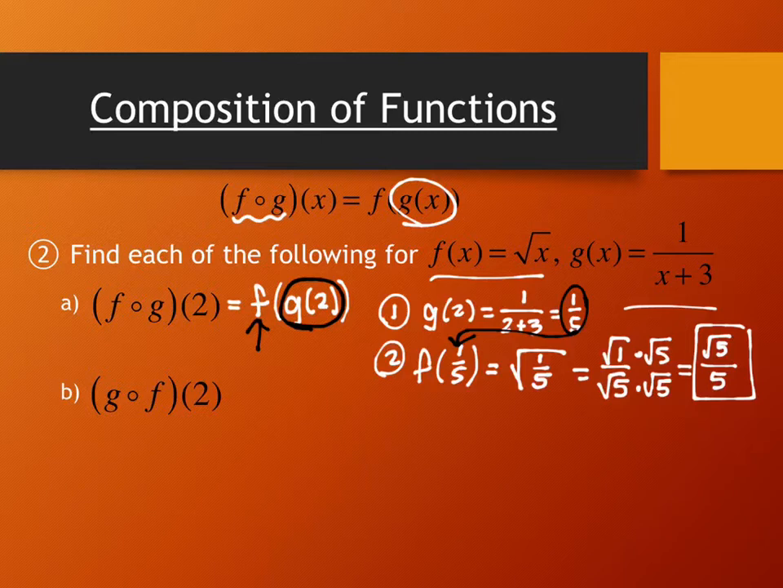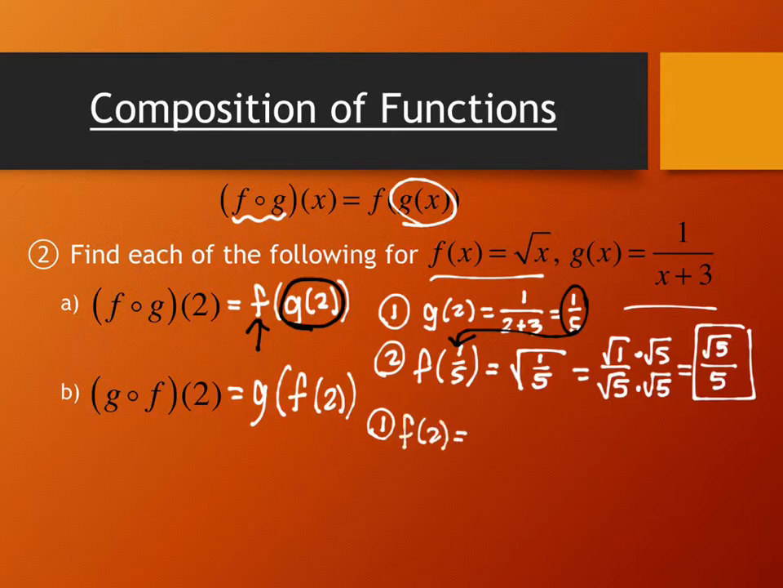Now on part B, we're going to do the same two, but instead of starting with the g function, we're going to start with the f function. So your first step is always to rewrite. The first thing I'm going to do is rewrite this as g of f of 2. That's how it rewrites. And then we're working from the inside out. So step number 1 is to find f of 2.